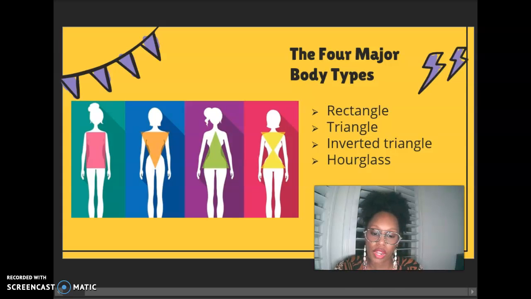So if we were to draw an outline of our body, are we a rectangle? Right? Are we just kind of tubular, like boxy on top and boxy on bottom, right? With not much of a waist. Are we just a sausage casing, right? Rectangle, right?